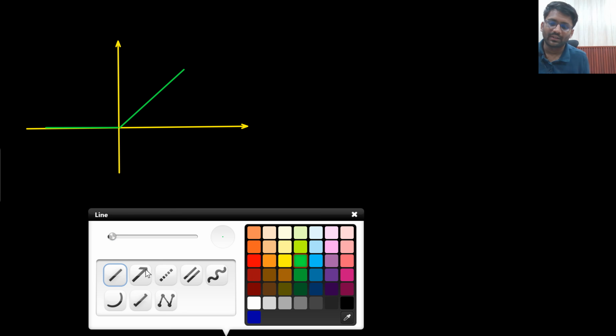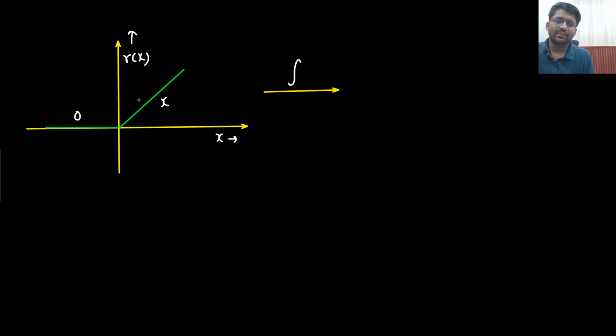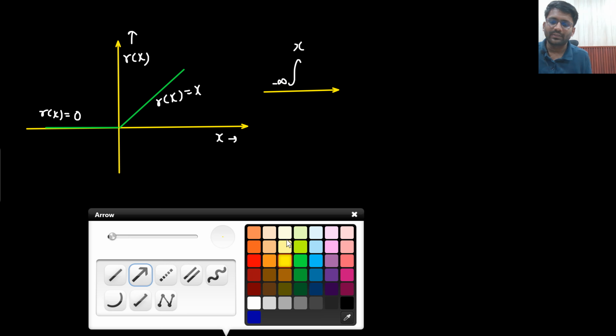The scenario was that you are integrating this particular function. Everything is 0, 0, 0 here, and now when you are integrating this function, here the value is 0, here this value, let's just say this was your r(x). When you integrate this, this graph was equal to x only, no? Here r(x) equals x, here r(x) was 0, and here r(x) equals x. So when you integrate this with the limit minus infinity to x, what are you getting?